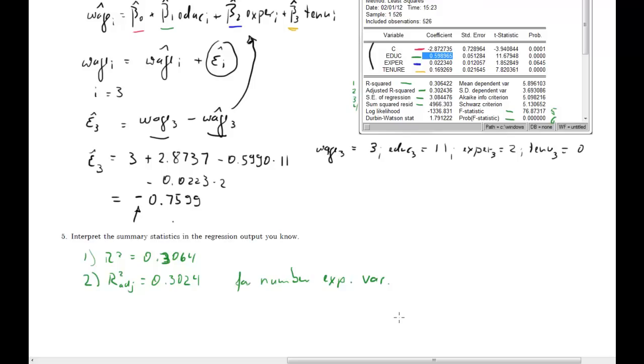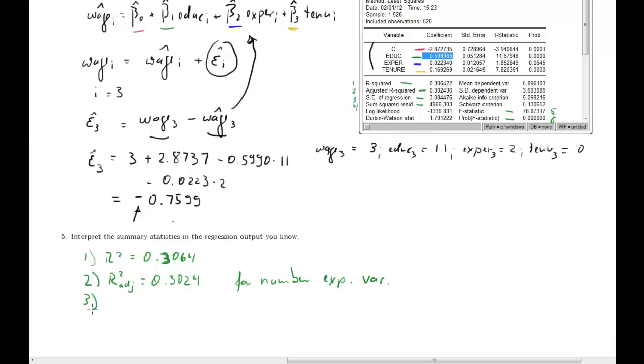So the meaning is now not exactly that 30.24% of the variation in the dependent variable is explained by variation in the explanatory variables. It is based on a measure that's interpreted like this, the R squared, but it's not exactly that.